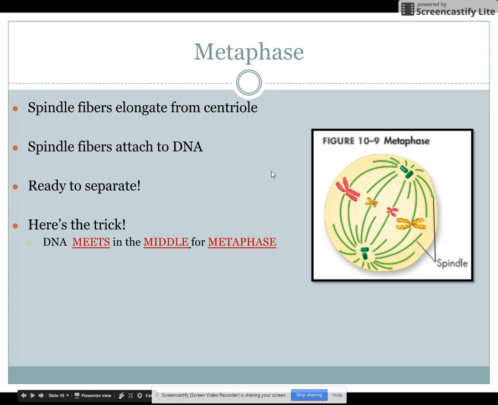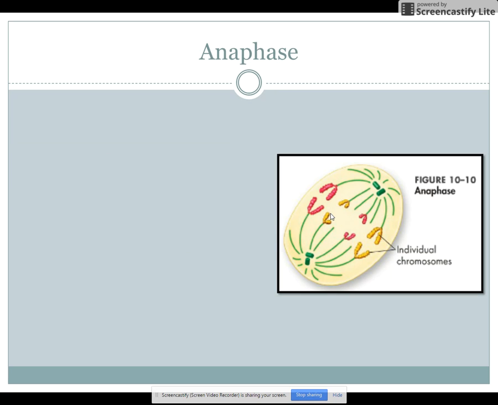So these spindle fibers, if you notice, they elongate or they start to grow and grow and grow, specifically from those centrioles. So these spindle fibers get long and ultimately attach to the DNA at the centromere location, right in the center, if you notice. That's why they call it centromere, right? So the spindle fibers are attaching and getting ready to move on to our next phase, anaphase.